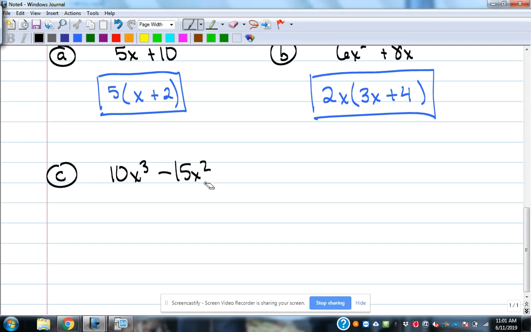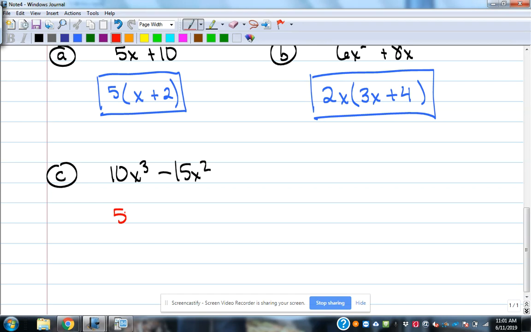Now you always go by the number of x's that you've got. Okay, so it's in descending order. Now we want to find a number that goes into 10 that also goes into 15. 5 goes into 10. 5 also goes into 15. The only thing bigger than 5 that goes into 10 is 10, and that definitely doesn't go into 15. So 5 is going to be the number.